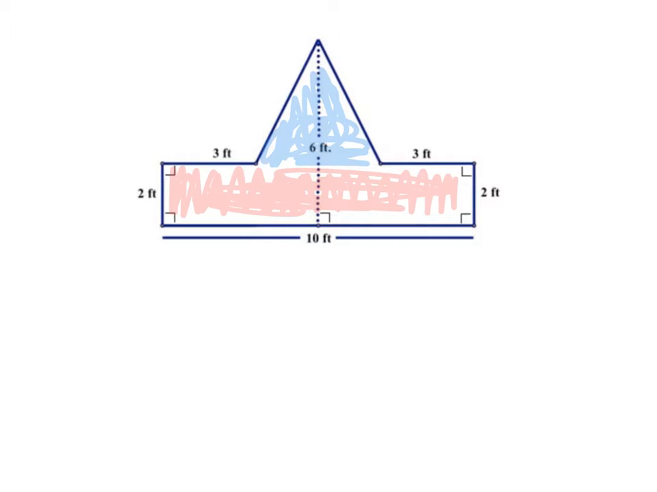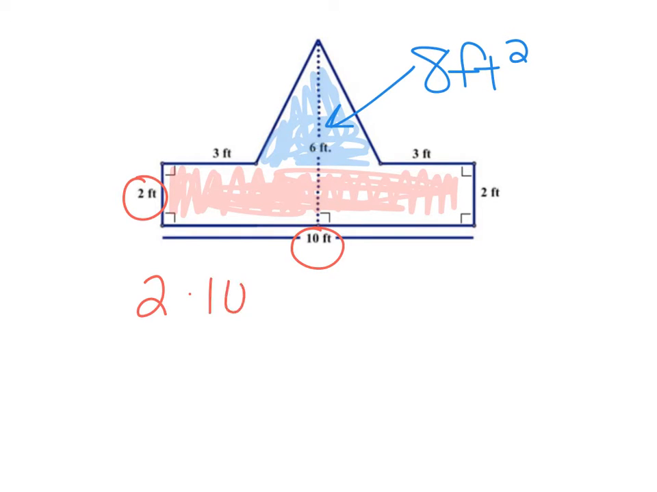So we know the area of this top part here is 8 feet squared. So what we need to do is actually find the area of the red part, and we have 2 by 10, so 2 times 10 equals 20 feet squared. So that is this area in here. Now we want to know the percent that is of the entire shape that is shaded blue.